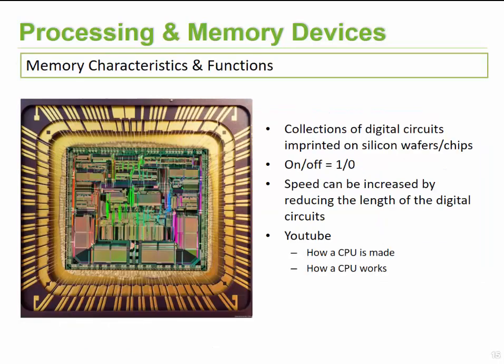Let's continue talking about the CPU. Here we find an example of a CPU and what the inner workings look like. So what we find is that there's a bunch of digital circuits imprinted on wafer chips, and these wafer chips are actually what you see in front of you here. So all of these circuits will have the capability to send information from one place to another place.